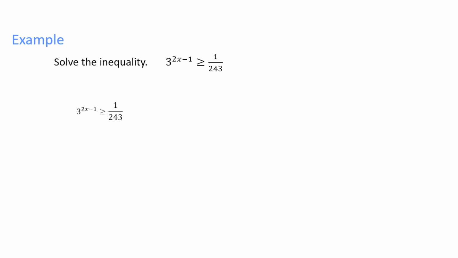I will copy down my original inequality. And I hope you notice that here we have 243, which is not the same number as 3, but we can change 243 to become a 3 power. So let's change it to 3 to the power of 5. So we will see this. I hope you remember 1 over 3 to the power of 5 will be actually 3 to the power of -5.